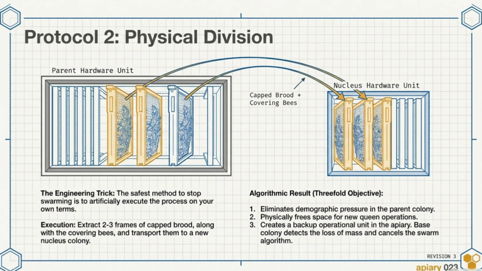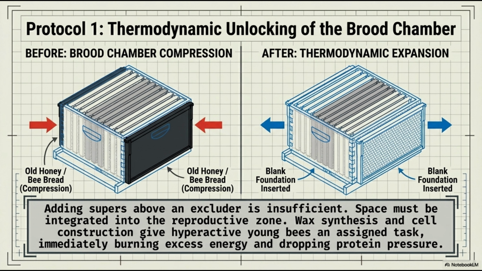Protocol 2. Physical division of the system. Nucleus formation. The safest method to stop swarming is to artificially perform the process. You operate like a surgeon. Remove 2 to 3 frames of capped brood together with the covering bees and transport them into a new hardware unit, a nucleus colony. With this action, you achieve 3 objectives.